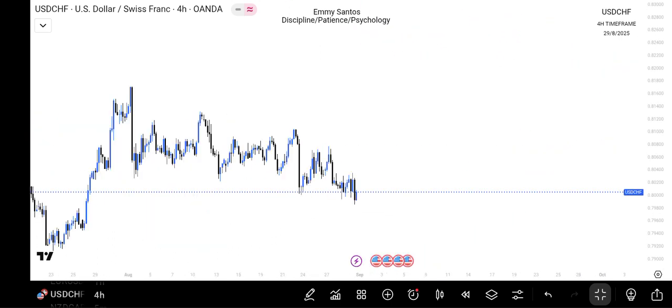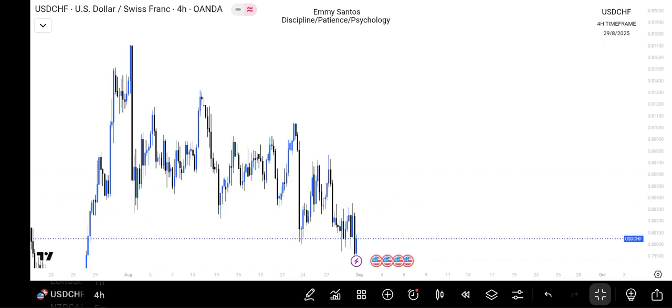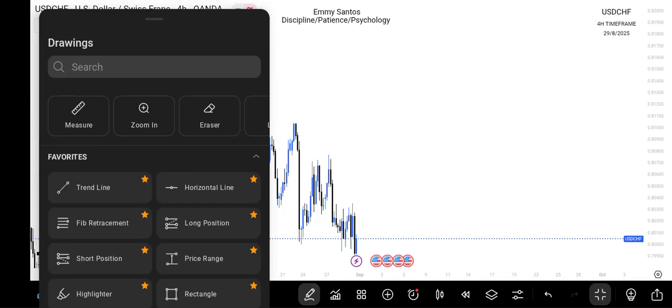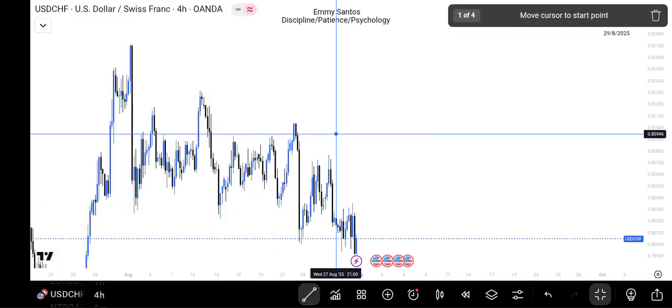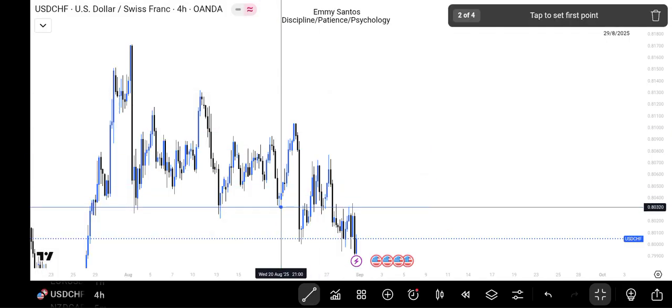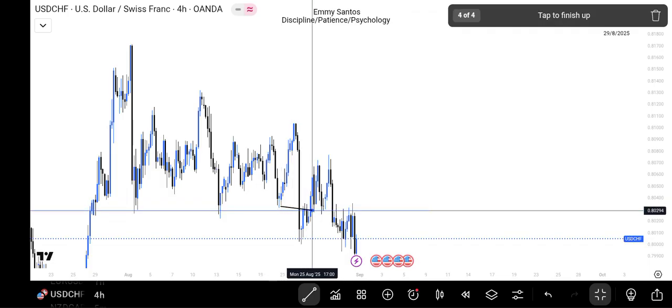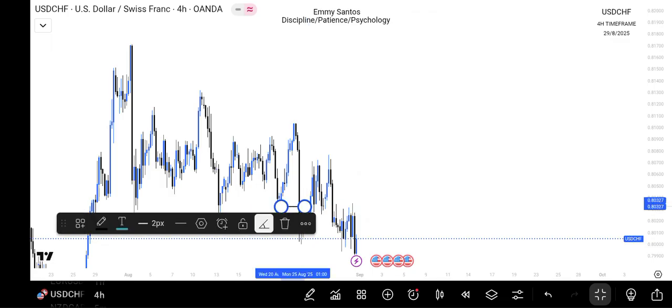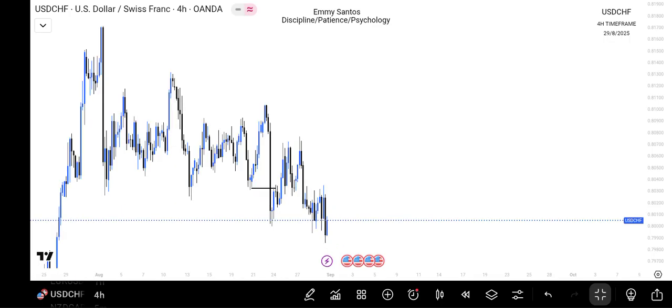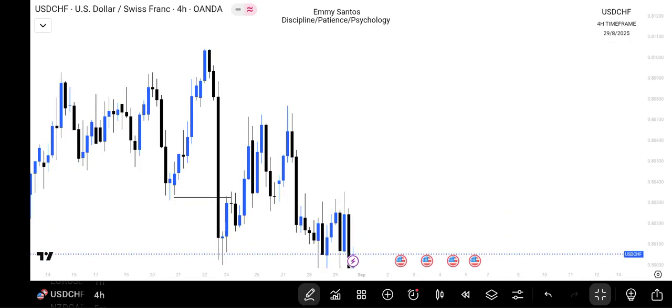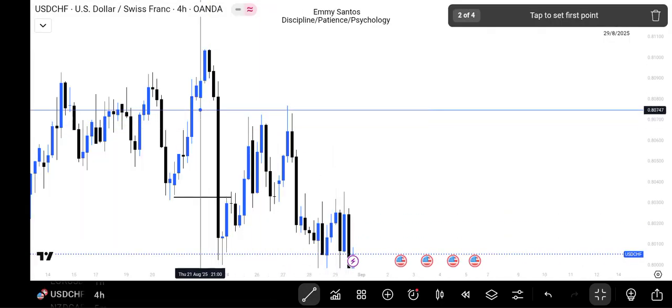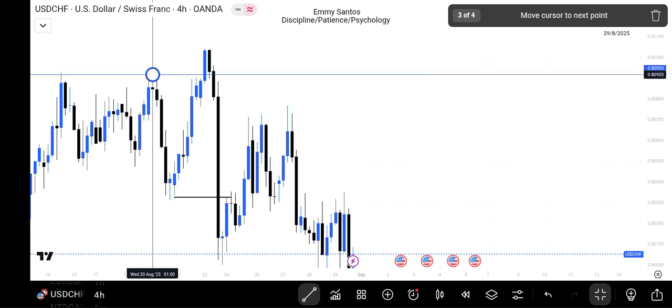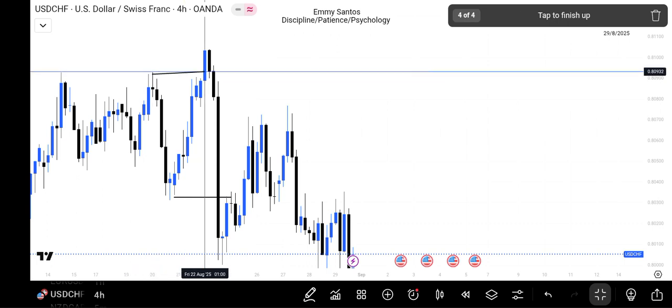This place here is your break of structure. And this is your liquidity sweep zone. So this is your break of structure because it broke with a body candle.